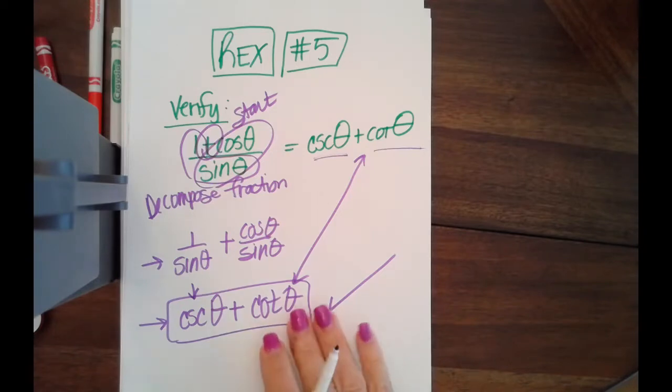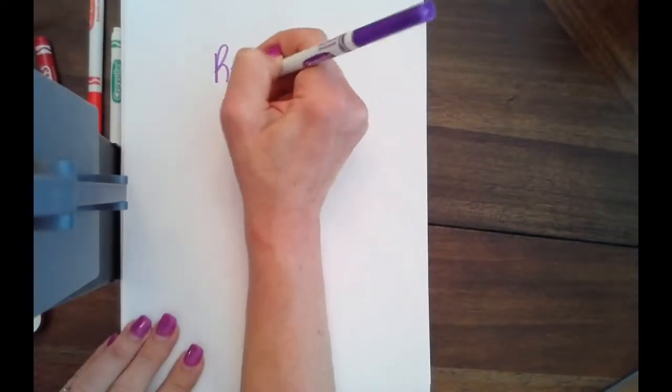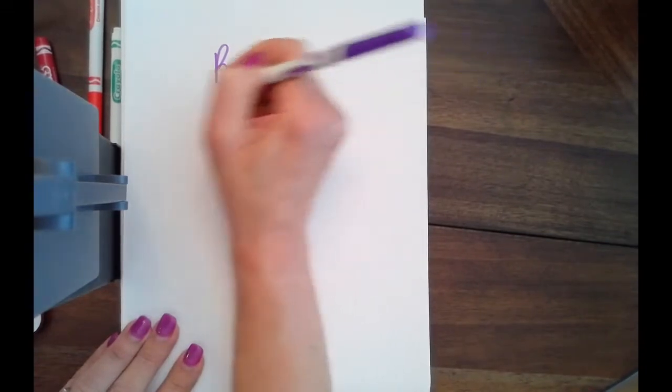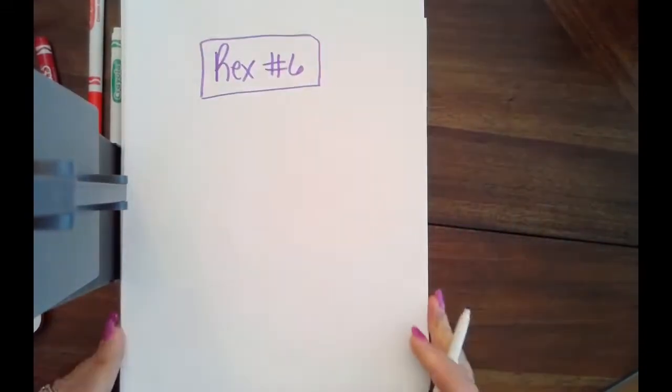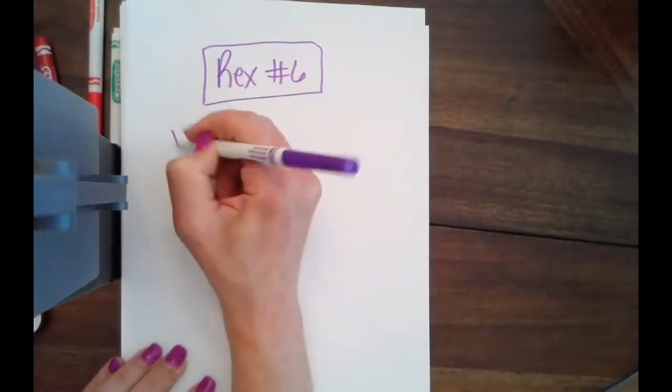There's no one surefire way to solve these identities. Some of them are more obvious than others, but not one is better than another. Okay, Rex number 6. I'm giving you a lot because I want you to have a variation of approaches and skills. Okay, so this is verify.